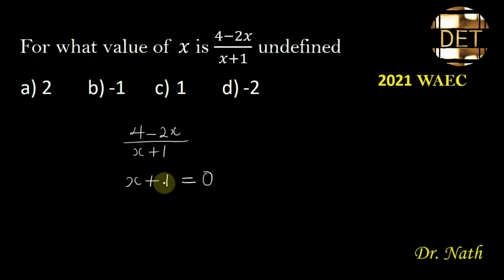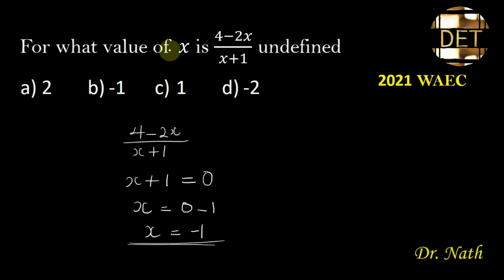If this plus 1 moves to the other side of the equation, it will become minus 1. So x is equal to 0 minus 1, and 0 minus 1 is equal to minus 1. So x is equal to minus 1. For this expression to be undefined, x must be equal to minus 1.